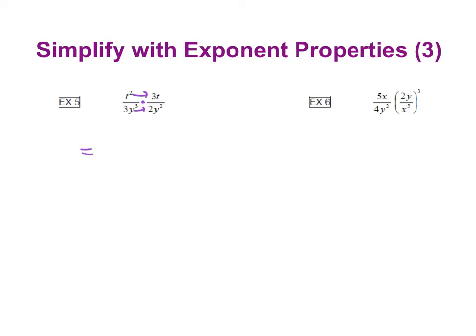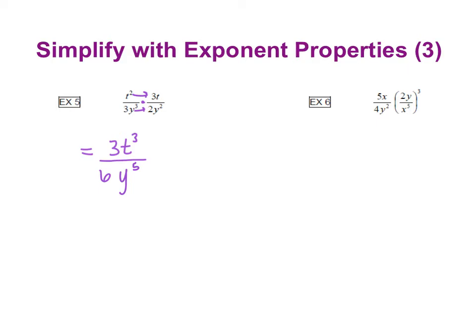So t squared times 3t is 3t to the third power. Remember, when you multiply the same base, you add your exponents. On the bottom, multiply first the coefficient. We have a 3 times a 2, and we get 6. Then multiply the y's together. So we have y cubed times y squared. You keep your y, and you add the exponents, and you get y to the 5th power.